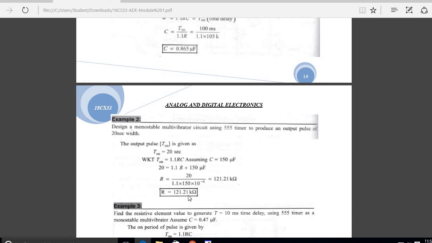He is asking us to design, right? Design means we have to initialize the capacitor value. But for your reference, because it is less than 5 marks, design is not required. For that reason, just assume the capacitor value as 150 microfarad. If the capacitor value and resistor value are not given, we have to assume one of the values. Just assume the capacitor value and find out the resistor value. This is the monostable multivibrator.